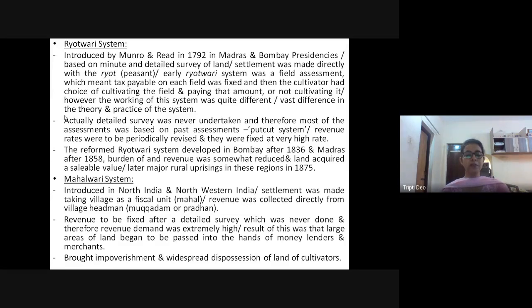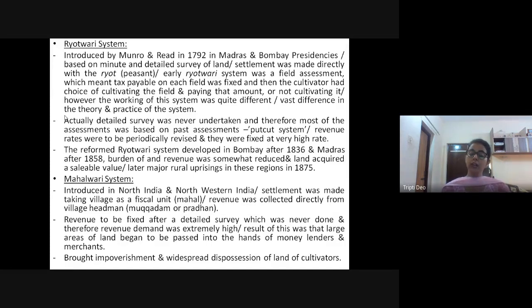Now, the Mahalwari system, which was introduced in North India and northwestern part of India, was a settlement which was made taking village as a fiscal unit. When I say village as a fiscal unit, I mean village as a fiscal unit was called Mahal. Revenue was collected directly from village headman, who was the Mukaddam or the Pradhan. Revenue was to be fixed after a detailed survey, which was never done. And therefore, revenue demand was extremely high.